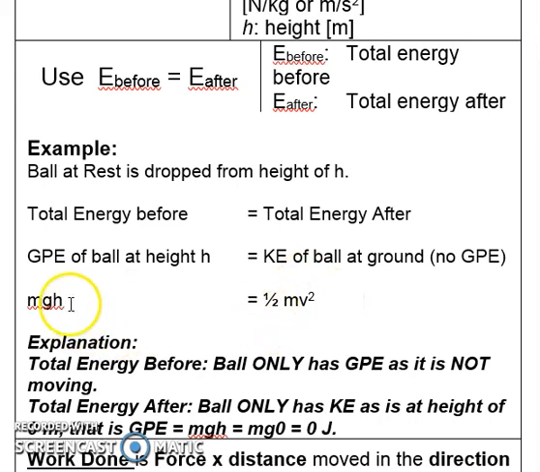And as you can see, mass will always cancel out. Given g, which has a value of 10 meters per second squared, you can find h for a particular v, or v for a particular h. So, explanation: the total energy before is only GPE because it's not moving, and after it has KE as it has a height of 0 meters. So the GPE equals mgh, or mg times 0, which equals 0 joules.